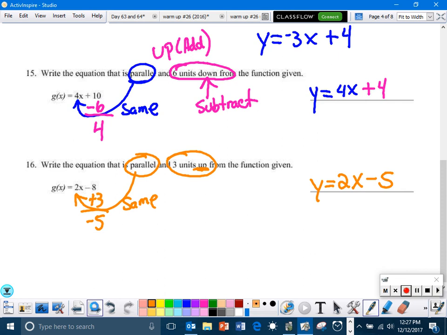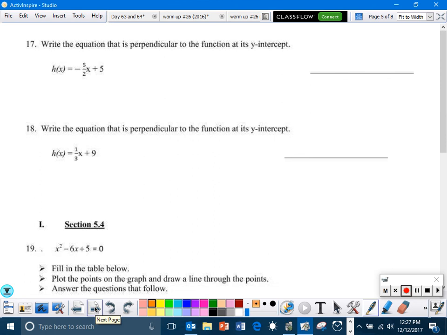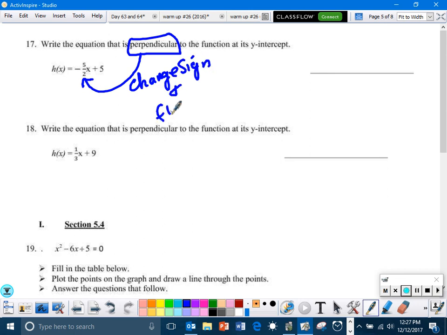Moving on. Write the equation that is perpendicular to the function at its y-intercept. Okay, so perpendicular tells me to change sign and flip. So that means my slope is now positive 2/5 followed by x. And then it says at its y-intercept, so that's going to stay the same. It's just going to stay plus 5 because it's the same y-intercept.